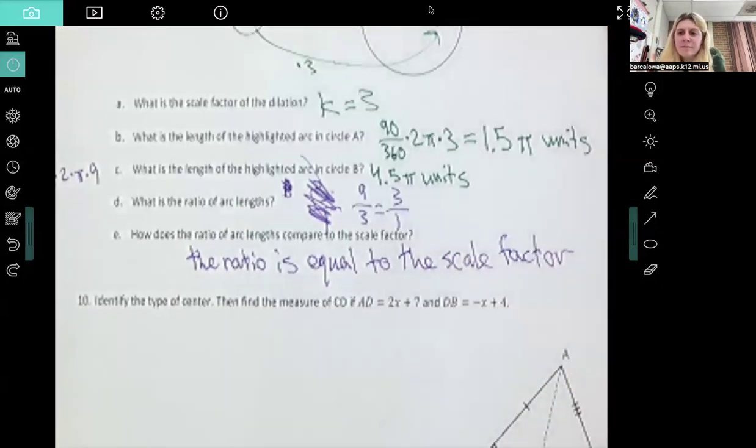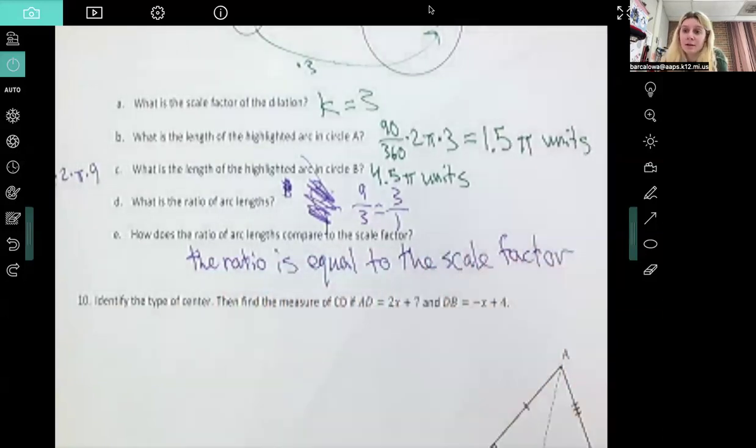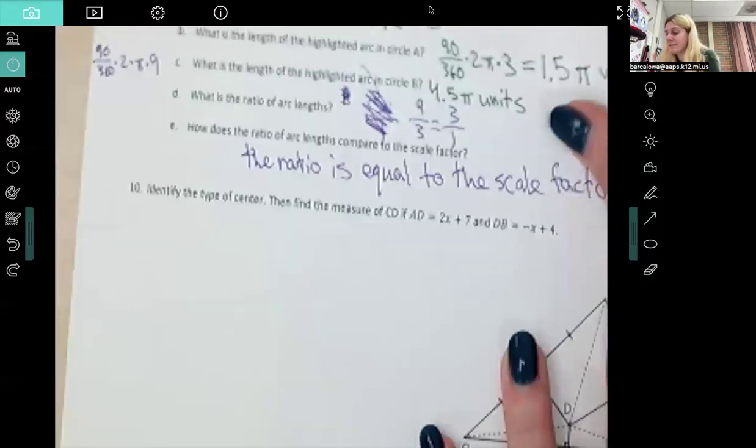Do not write "it's equal." It's the same. What is it? What is it? I don't go around calling you "it." I use your name. The ratio is equal to the scale factor. Not "they are equal," it is equal. Tell me what it is.